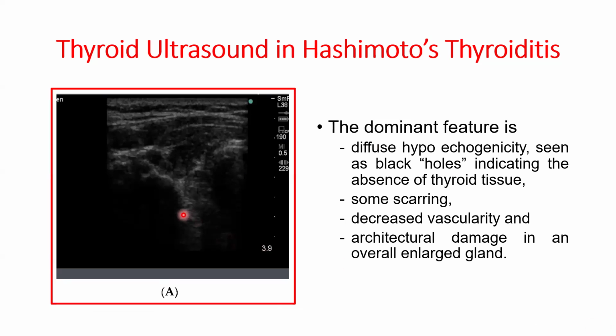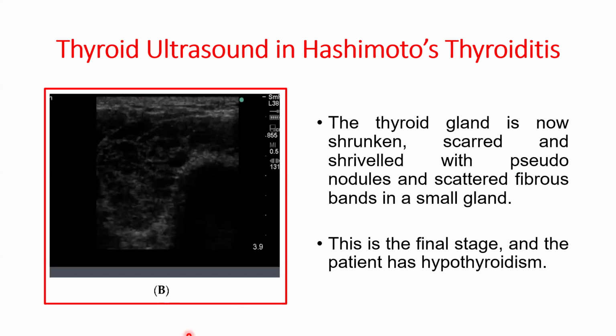Again, another picture of Hashimoto's thyroiditis, the dominant feature here. Again, this is the trachea, the isthmus, the right thyroid lobe. Diffuse hypoechogenicity. You see, the thyroid appears more black than the strap muscles. You see? Indicating absence of thyroid tissue. Some scarring, this scar tissue, okay? And decreased vascularity, but it's not shown here, with architectural damage in an overall enlarged gland. Typical features of thyroid ultrasound of Hashimoto's thyroiditis.